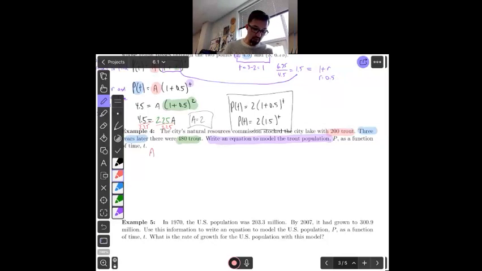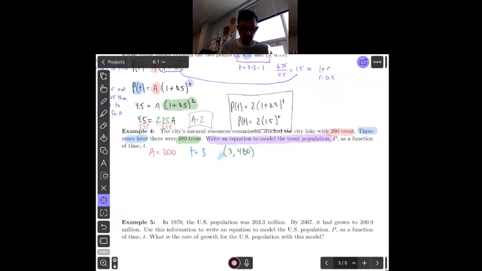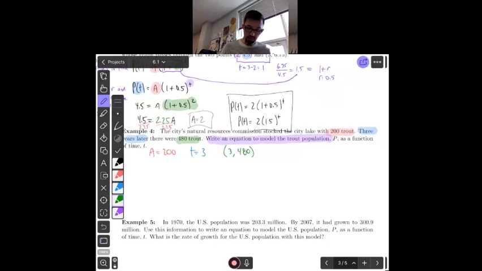We know our A value is 200. We know T is 3. And we have this 480. That's a population, an amount of trout, but that's an amount of trout 3 years later. So it's really a point, right? 3 years later, there's 480 trout. Okay? So what don't we know if we're going to write a function?